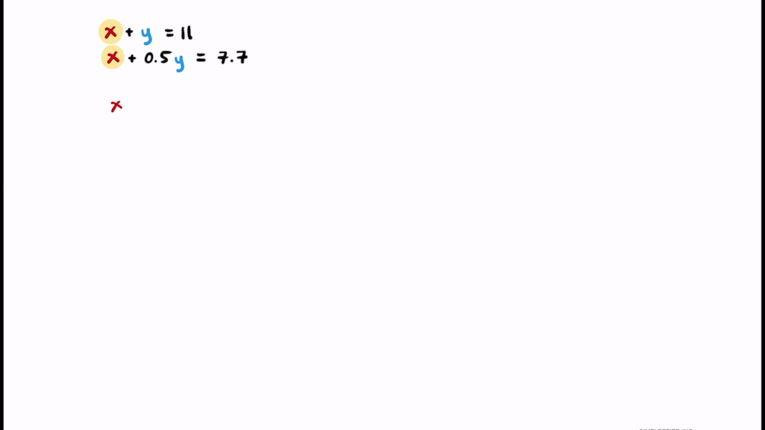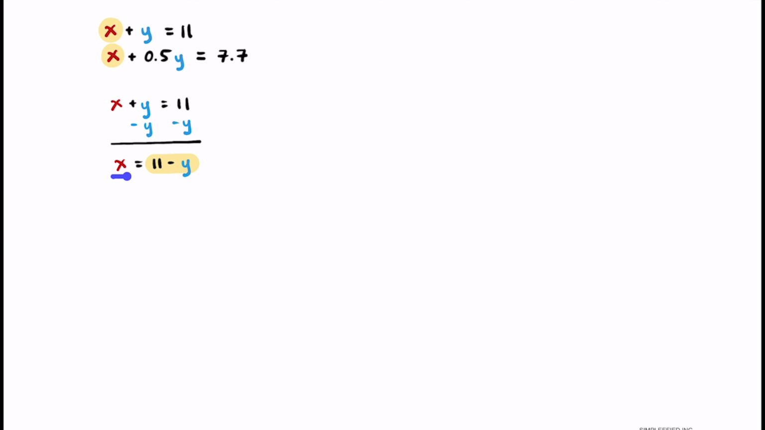So taking this first equation of x plus y is equal to 11, let's solve for x, or just isolate it. We can do that by taking away y from both sides of this equation. If we do that, then we're just going to be left with x is equal to 11 minus y on the other side.